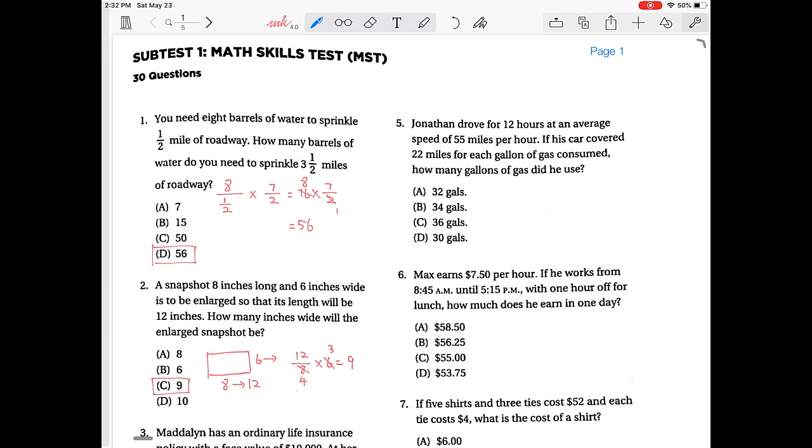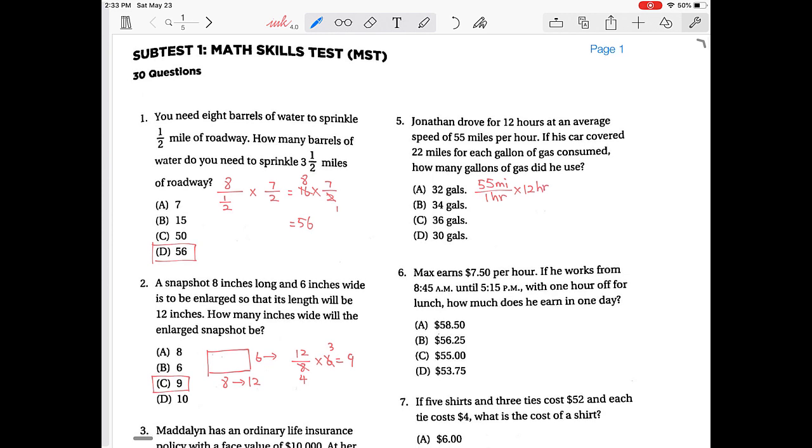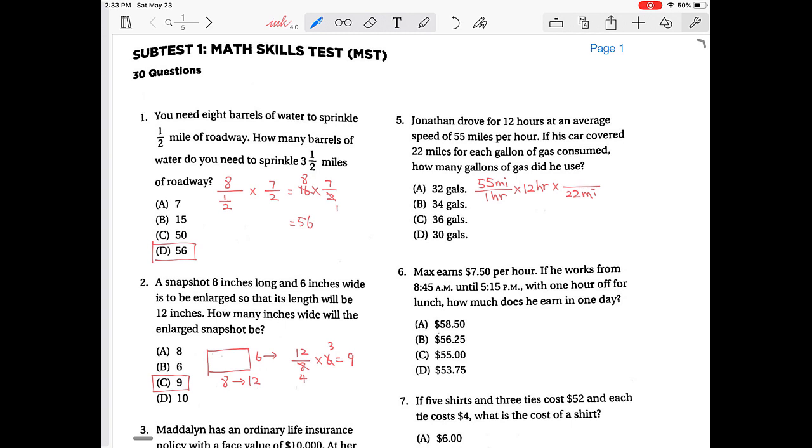Number 5, Jonathan drove for 12 hours at an average speed of 55 miles per hour. If his car covered 22 miles for each gallon of gas consumed, how many gallons of gas did he use? We're just trying to do some unit conversions here. So 12 hours at an average speed of 55 miles per hour. So 55 miles per 1 hour times 12 hours. And we know his car covers 22 miles for each gallon of gas. So 22 miles on the bottom and 1 gallon of gas on top.